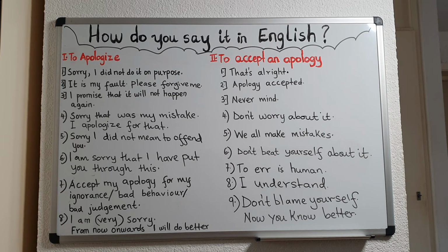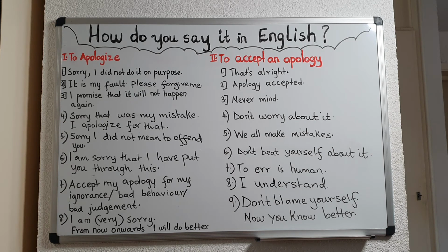Number 2, you can say apology accepted. For example, if someone says to you, sorry, that was my mistake. I apologize for that. Then you can say apology accepted. Number 3, you can say never mind.